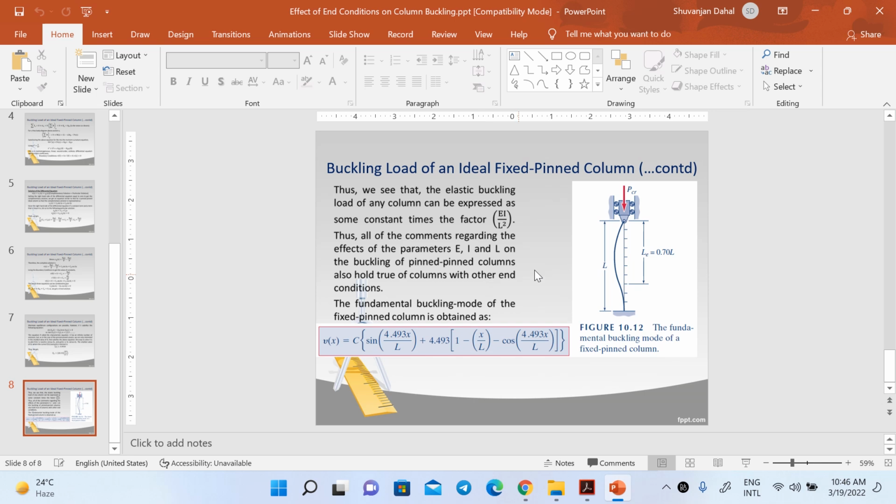So in this lecture we discussed the effect of end conditions on the buckling load of a column, and we saw in detail about the buckling load, and we derived the formula and buckling mode shape also for the ideal fixed pin column. In our next lecture, in the beginning we will very shortly see the concept of effective length, and if possible we will also do a numerical regarding the buckling of columns.